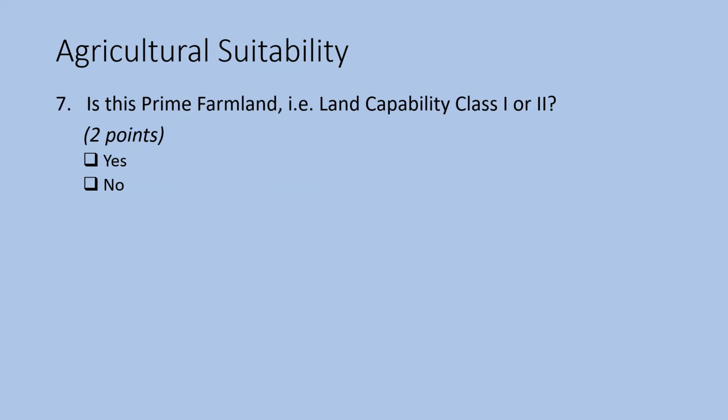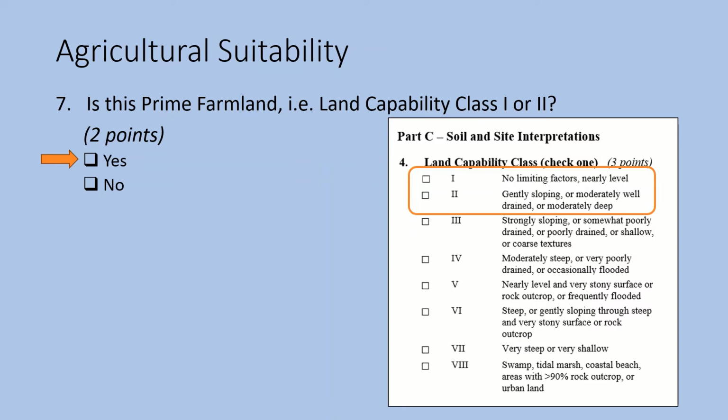Question 7 asks if the soil is prime farmland. Prime farmland refers to soils that have land capability class 1 or 2. So you'd look back to the land capability class that you determined for the site, and if it fits into 1 or 2, then you would mark yes, that this soil is prime farmland. And really that just indicates that being class 1 or 2, there are very few limitations, and it would be a productive site for agriculture.